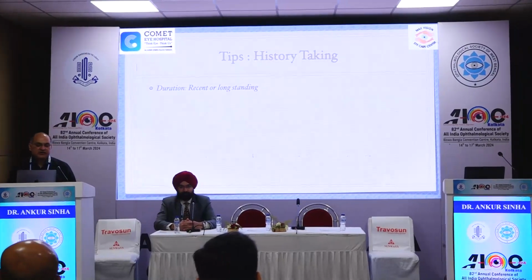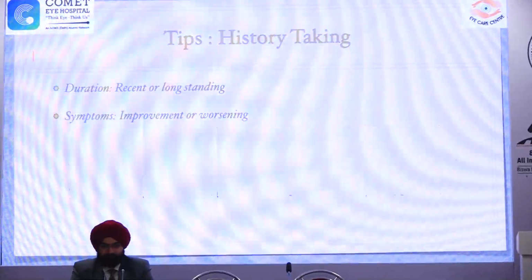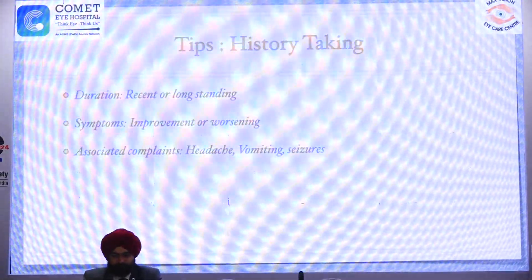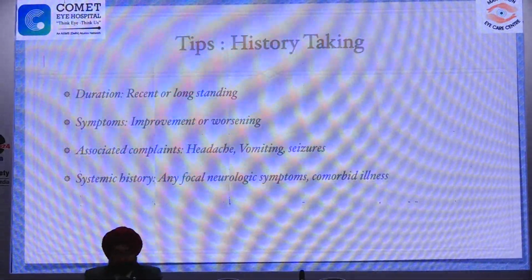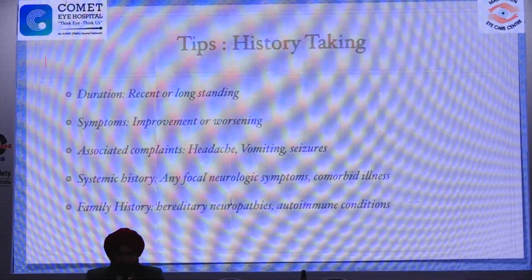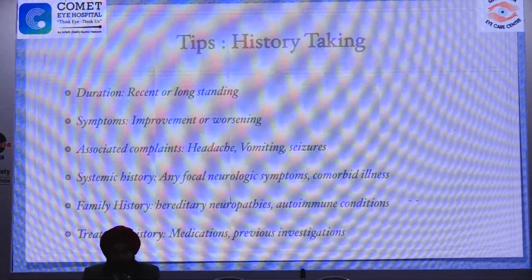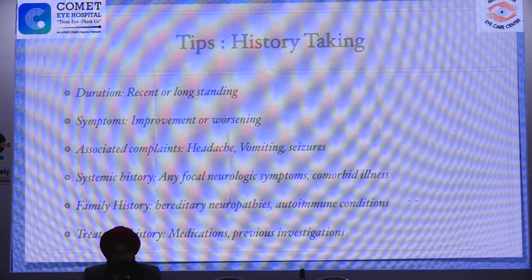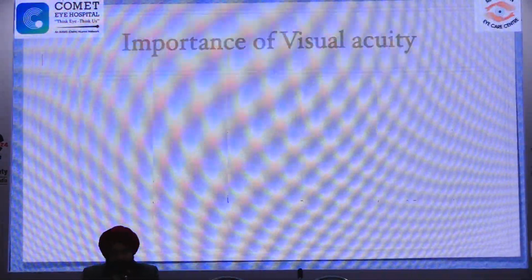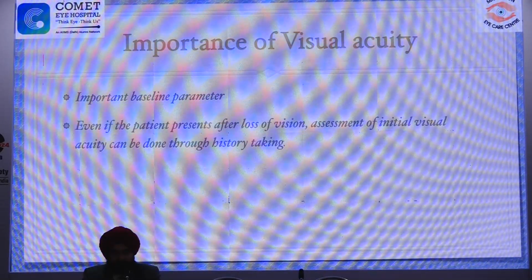Look for the onset, whether it is recent or long-standing, the symptoms, whether improving or worsening, associated complaints like headache, vomiting, seizures, systemic history of neurological deficit or comorbid illness, family history of hereditary neuropathies and autoimmune conditions, and treatment history in terms of medications and previous investigations, because some medications can manifest in their side effects as neuro-ophthalmic disorders.